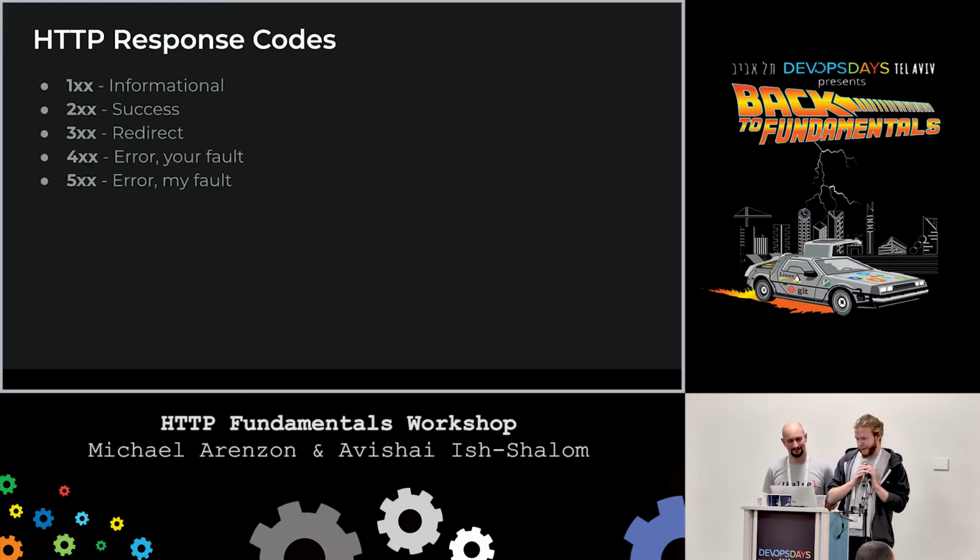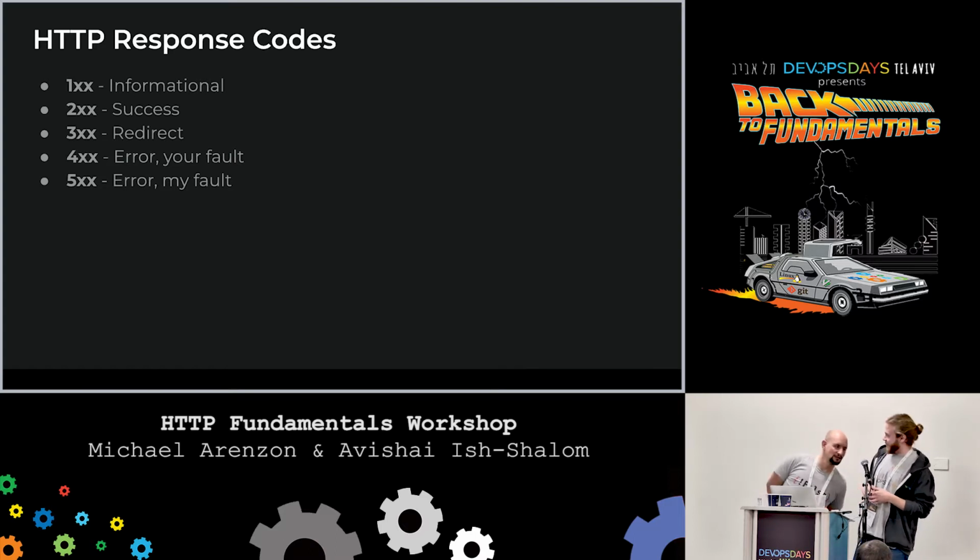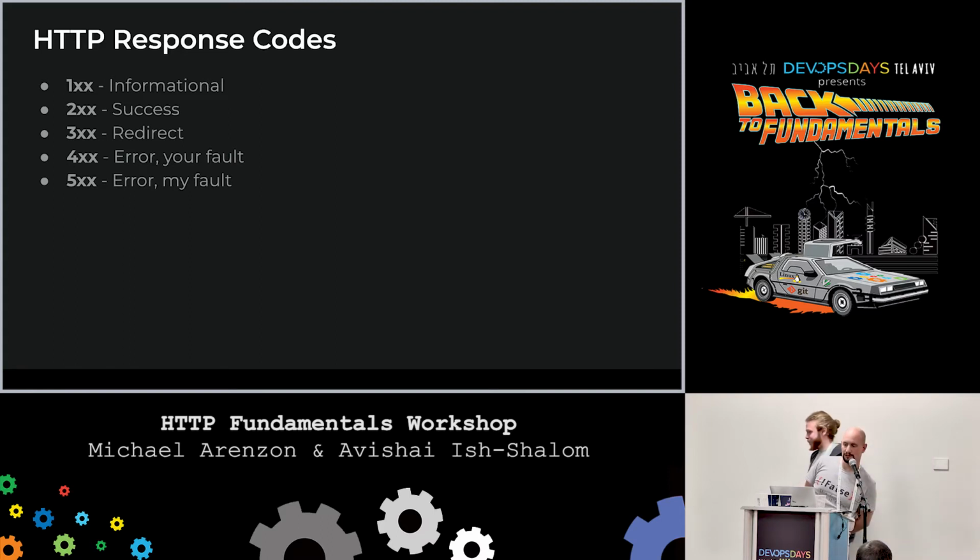Let's talk a bit about response codes. We have those 5 genres of response codes. Every response code that starts with 1 is informational. It just gives us information about the request. The most common use case for the 100 types is for negotiation.